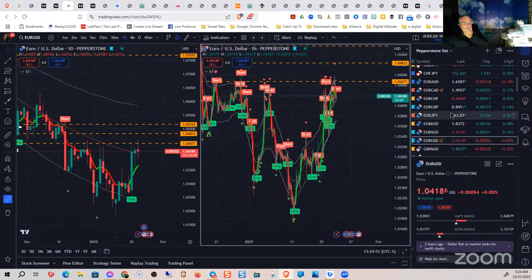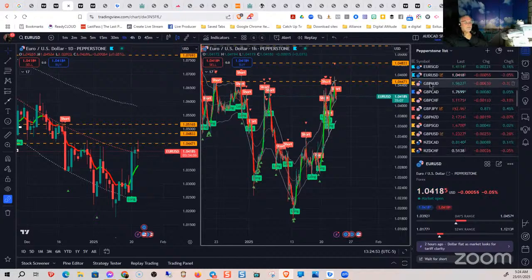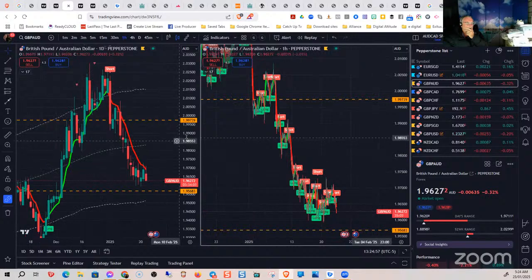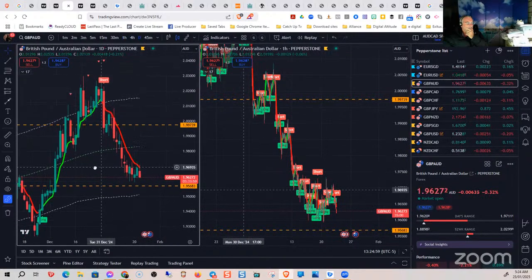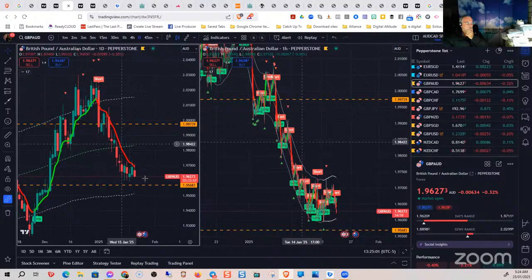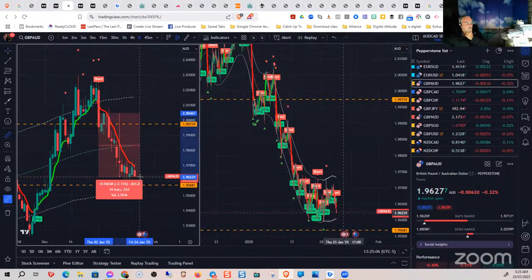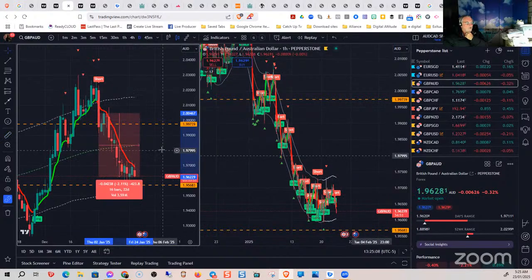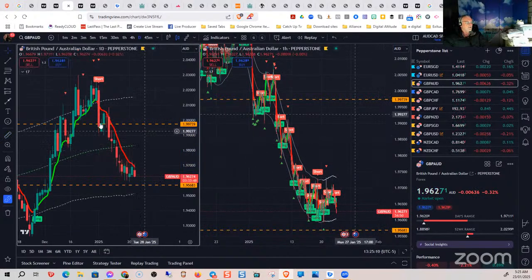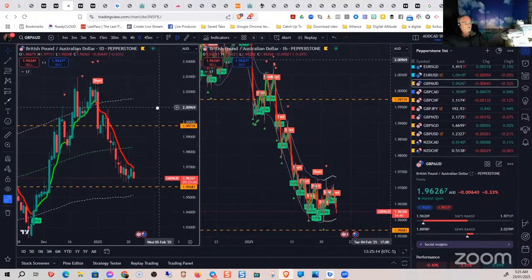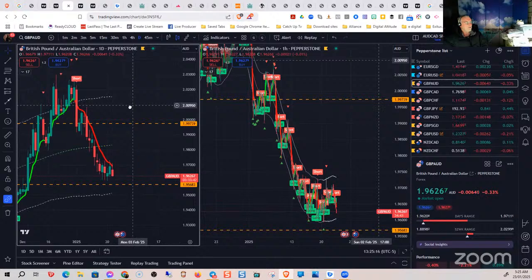All right, then GBPJPY. Oh gosh, this is still in the sell. This is good. If you're in that short, had got into it anywhere there, you're up by 400 or so pips. It's great, this one. It did have quite a substantial stop loss on it though, but still it's worth it.